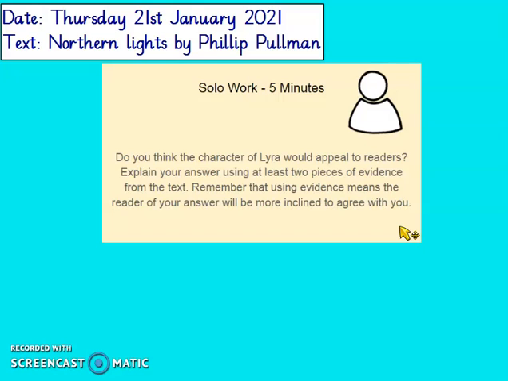Another thing that might appeal to readers is the fact that Lyra is quite brave. She obviously wants to go to a place where she's not allowed. That would also mean she's quite disobedient, and that wouldn't appeal to readers. So is there any other evidence that you can find that would mean she was brave and not disobedient? I can't wait to see what you've put in your home learning packs.